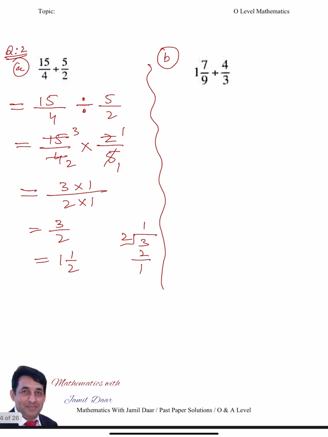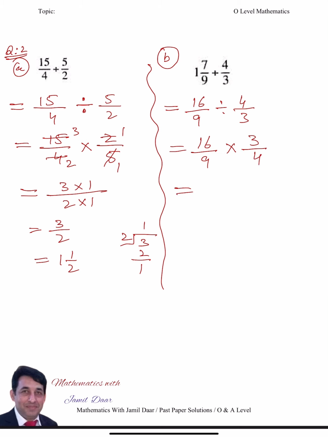1 whole 7 over 9. So we have to change it first as it is a mixed number. So you have to change it into an improper fraction first. 9 plus 7, this will become 16 by 9 divided by 4 over 3. Now we'll change it into multiplication. 16 by 9 multiplied by the reciprocal of 4 over 3, which is 3 by 4.